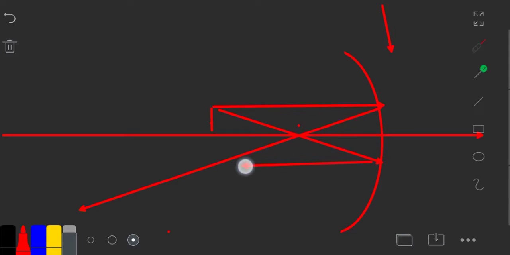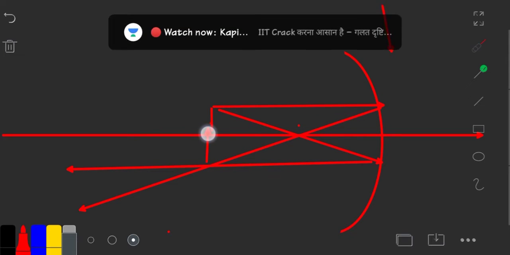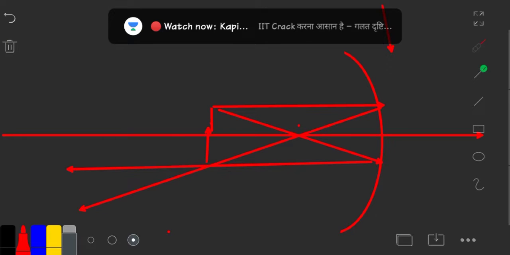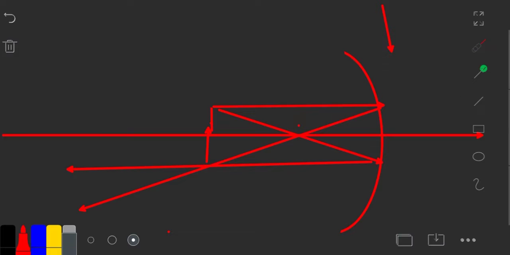So see this, it is parallel to the principal axis, is it? Yes. So our image is formed at the intersection of the two reflected rays. This is our two reflected rays, and here the intersection is done. So our image will be at the center of curvature. The position of the image will be the center of curvature, and the nature of the image will be real and inverted. The size of the image will be the same as the object.